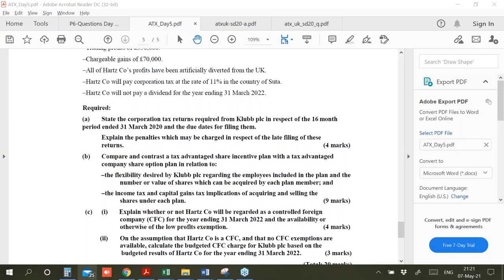So we'll discuss SIP as well, and we have already discussed EMI. Today we will discuss CSOP as well, the company share option plan.